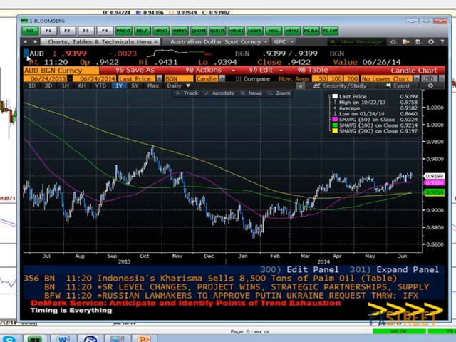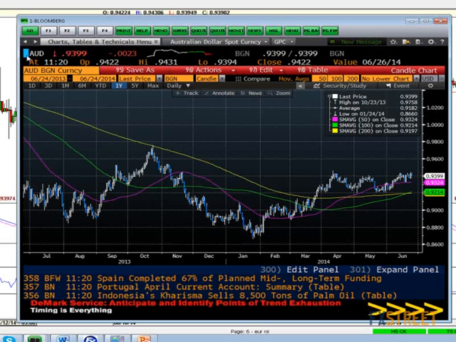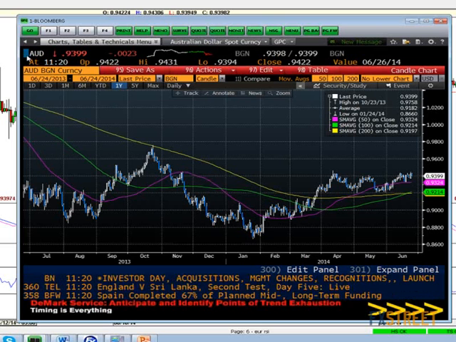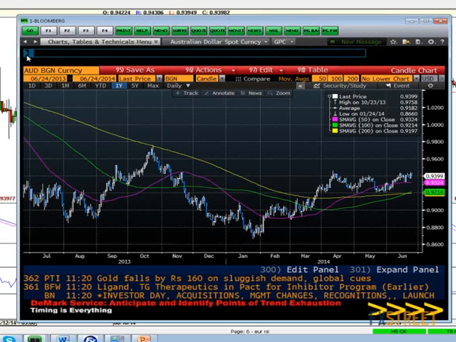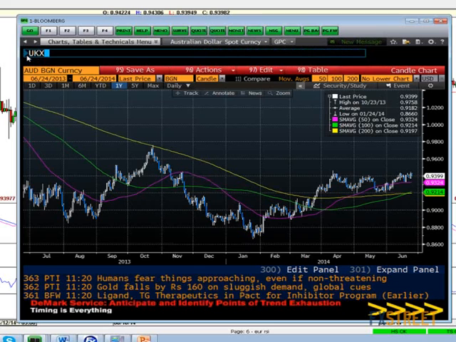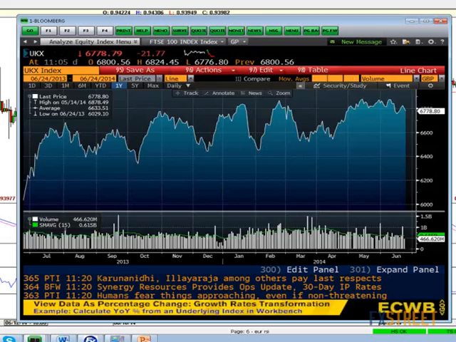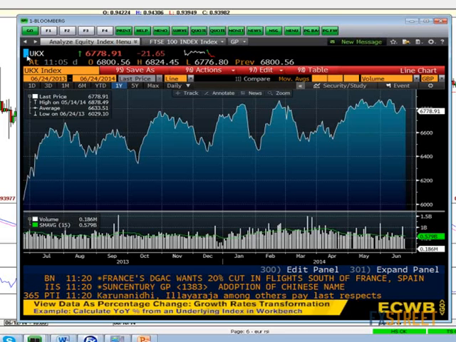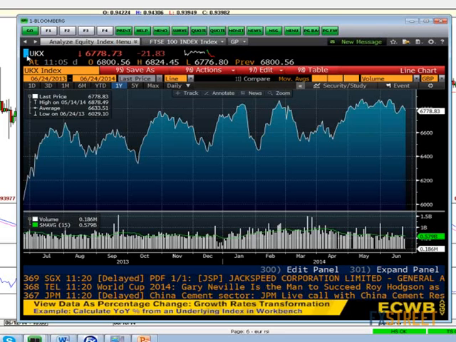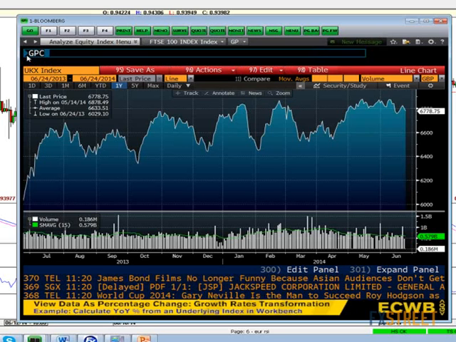I'm going to take another quick look at the FTSE. Yesterday we saw that this could be a big week for the FTSE, and the reason I say that is that home builders came under a lot of pressure, because we had a credit lending survey from the Bank of England.